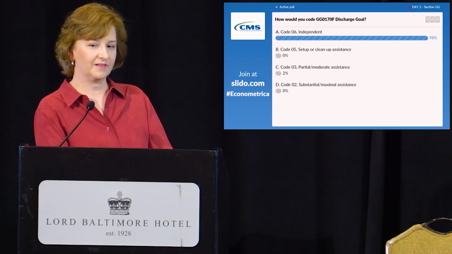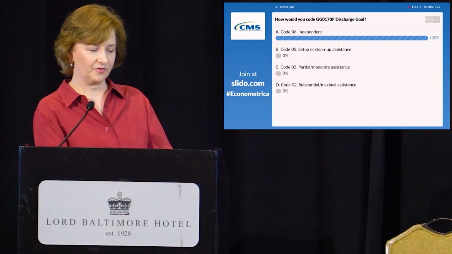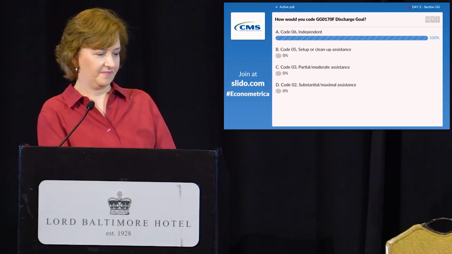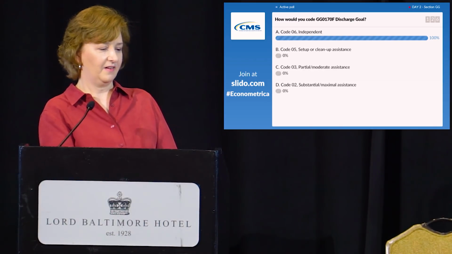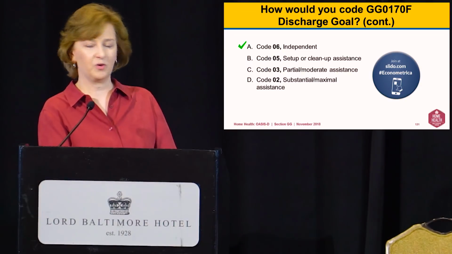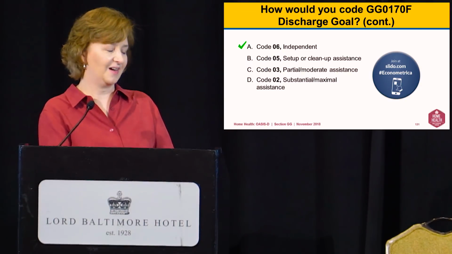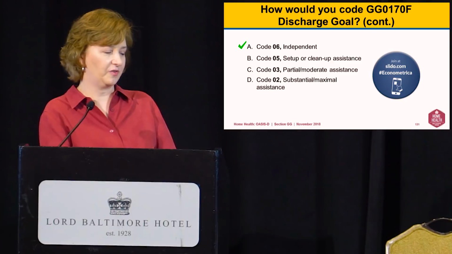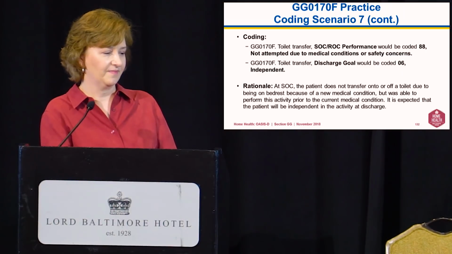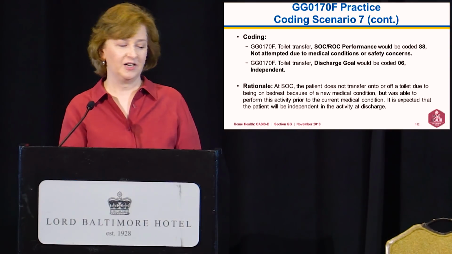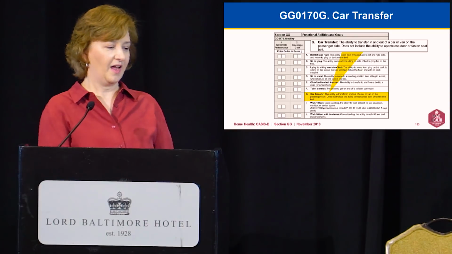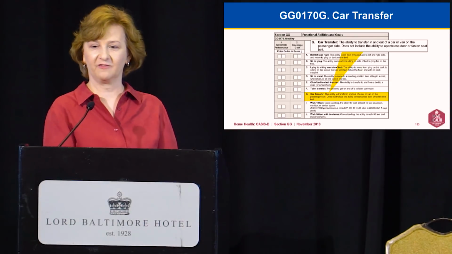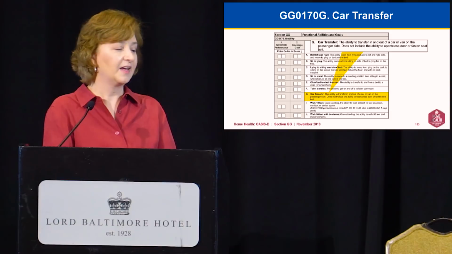Okay, looks like some of the answers are still coming in. Okay. All right, looks like most of you coded 6. That's correct, independent. She was expected to be able to do that by herself by discharge. Okay, and there's the rationale. Okay, I think we'll just do car transfer, and then I think we're ready for our break.